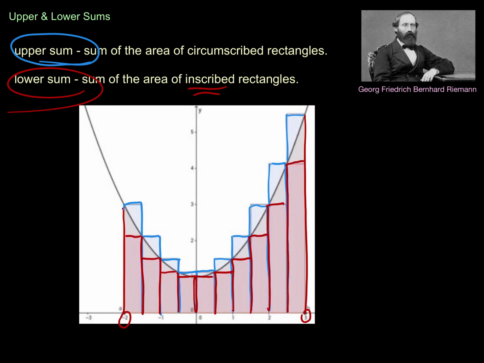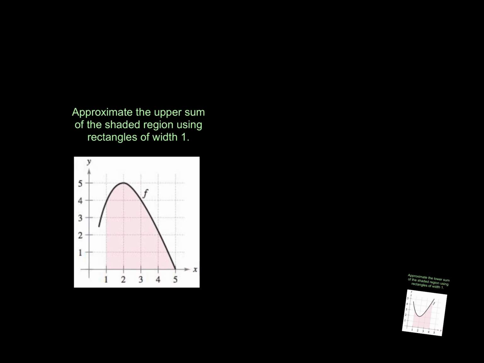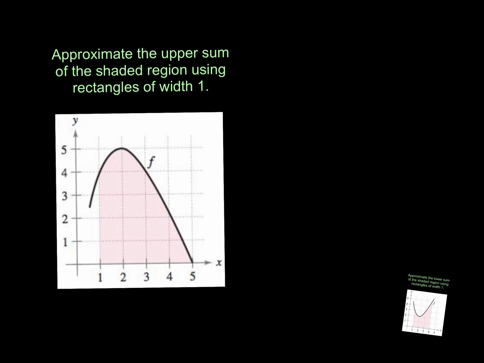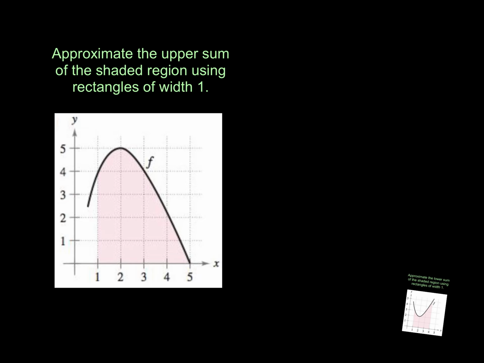All right. So again, depending on if it asks you for the lower sum or the upper sum, determine which ones you need where, and then go ahead and take those heights and find the areas of those rectangles. Let's finish up with these two examples here. One finding an upper sum and one finding a lower sum, approximating. So this one says approximate the upper sum of this shaded region. The shaded region looks like it's going from 1 to 5, using rectangles of width 1.